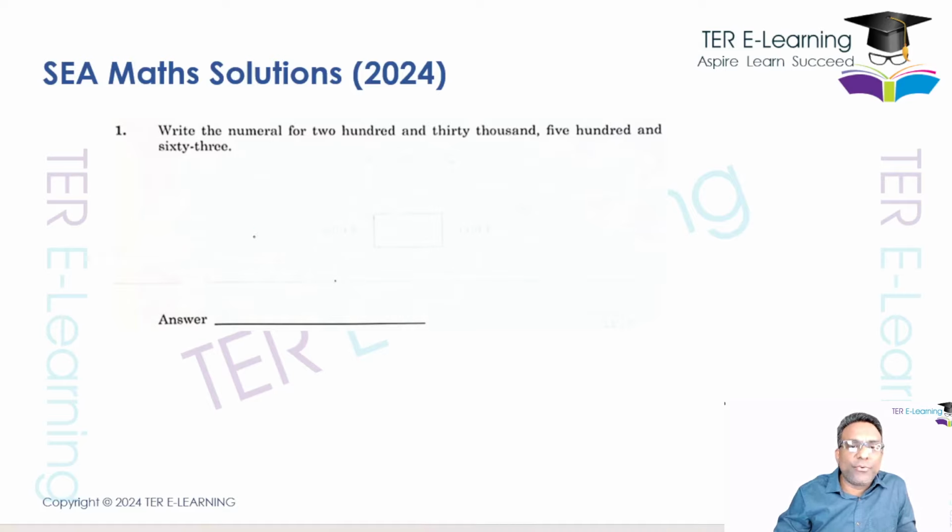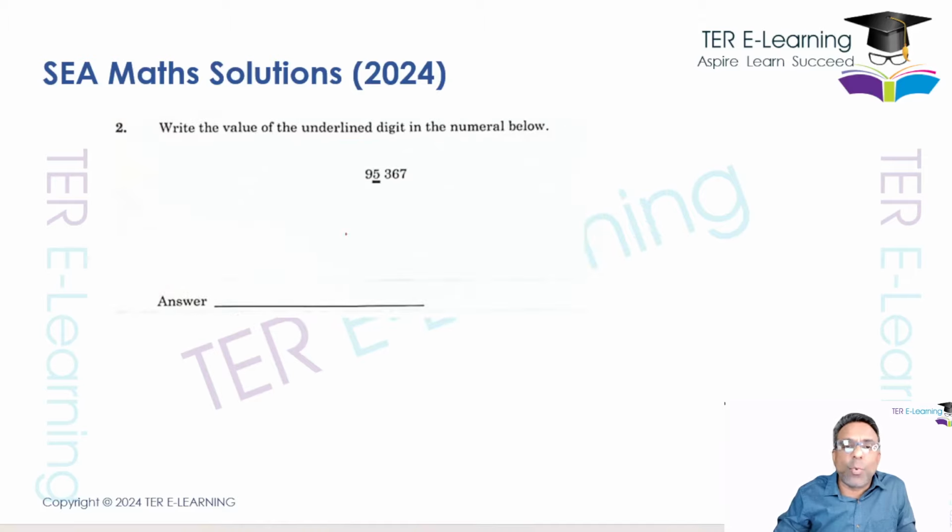So the first question here, write the numeral for 230,563. So if it's 230,000, so that's 230,561, sorry, 563. So let me double check this. 230,000, 563. So this is what the numeral value is. It's question one.